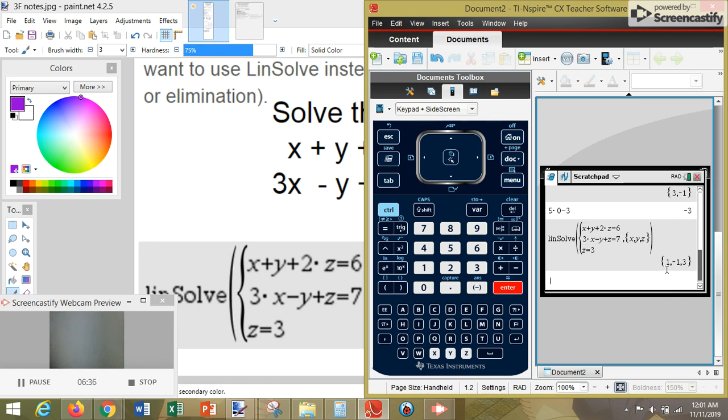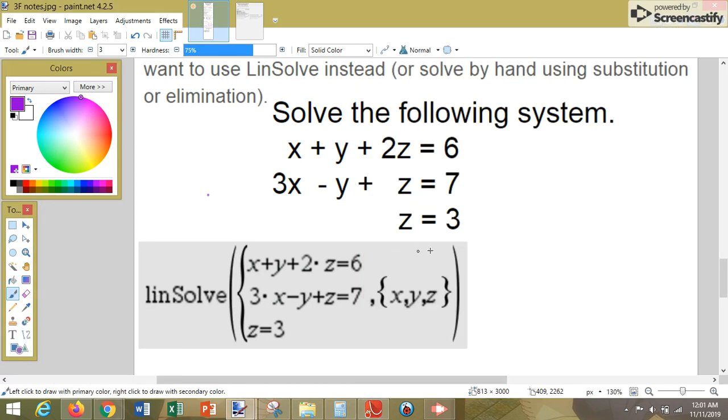Here's your solution: (1, -1, 3). So z equals 3, x equals 1, and y equals negative 1.